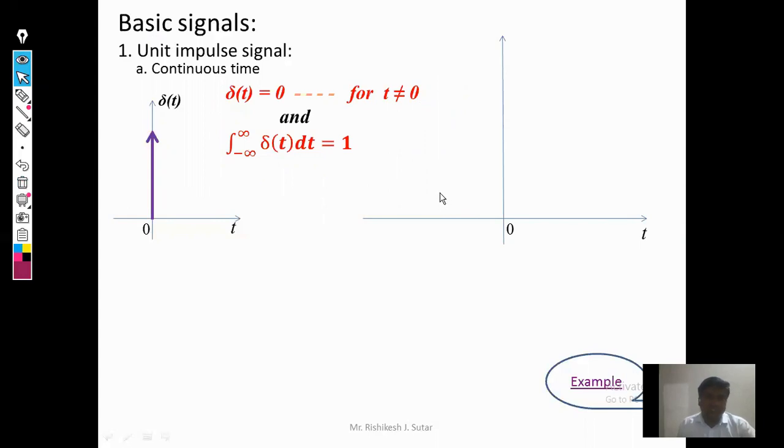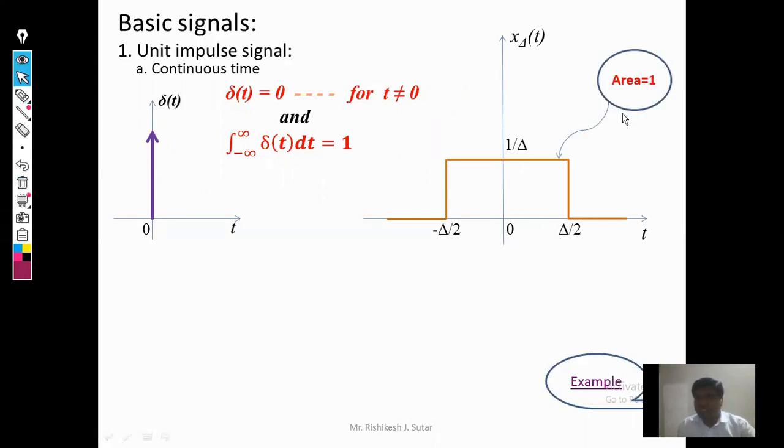So this delta of t can be generated by using a rectangular pulse of unit area. If I consider the rectangular pulse like this, you can see here its width is delta and its height is 1 by delta. So ultimately its area would be 1. I have just mentioned here that its area is 1.